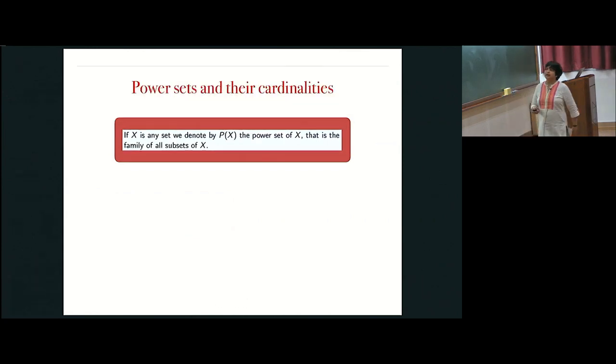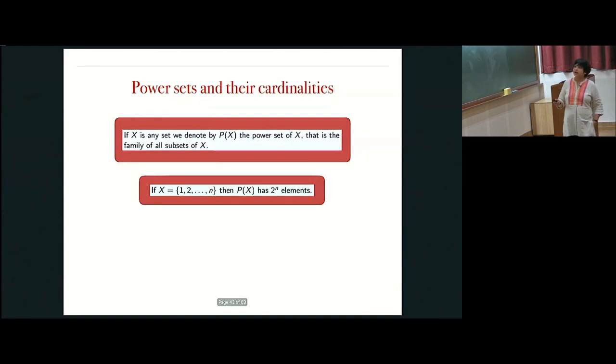Now let's talk a bit about power sets. What is a power set? I'm sure you all know, just to recapitulate, if X is any set, we denote by P(X) the power set of X, that is the family of all subsets of X. Now say the cardinality of X is n, the power set of X will contain 2 to the power n elements.